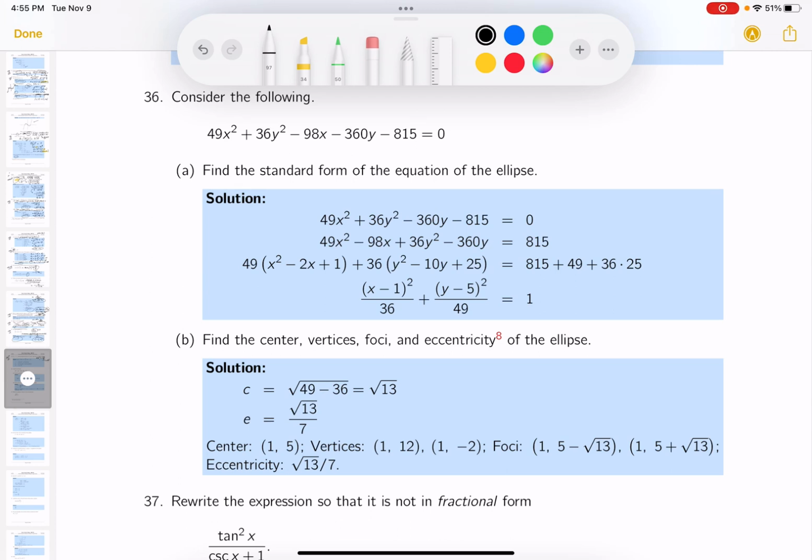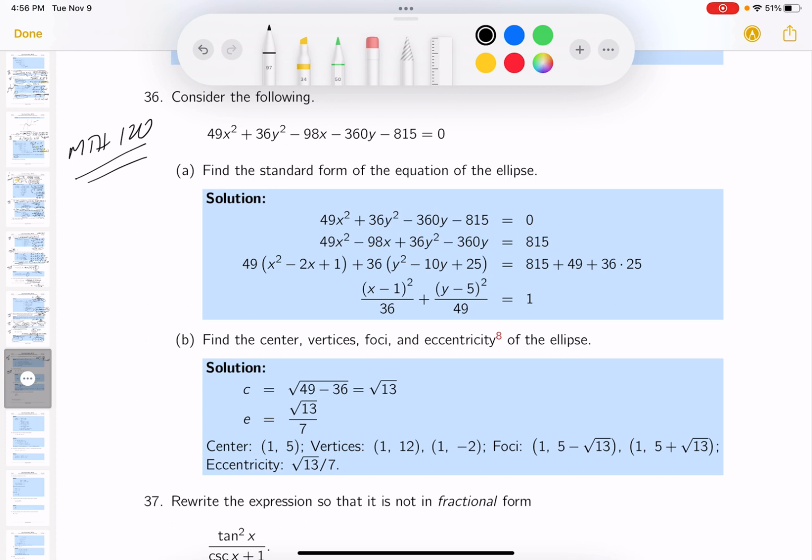Okay, we're back. And this one's considered the following. You're given something, certainly a conic section, at least you hope it's a conic section. It says find a standard form of the equation of the ellipse. And this is something that you've studied in Math 120.